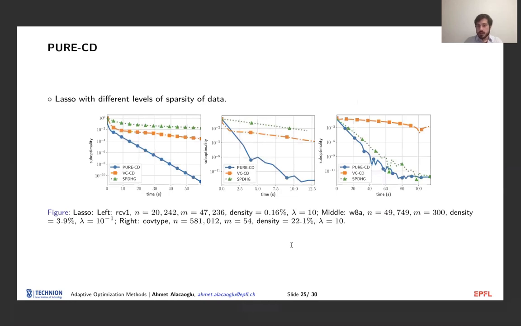And let us see how this translates in practice. And for that, we are running lasso with data which has different levels of sparsity. So we have very sparse data for this. Density is 0.16%, and in the middle one, we have density of 4%, and in the rightmost one, we have density of 22%. So this is the most dense case.